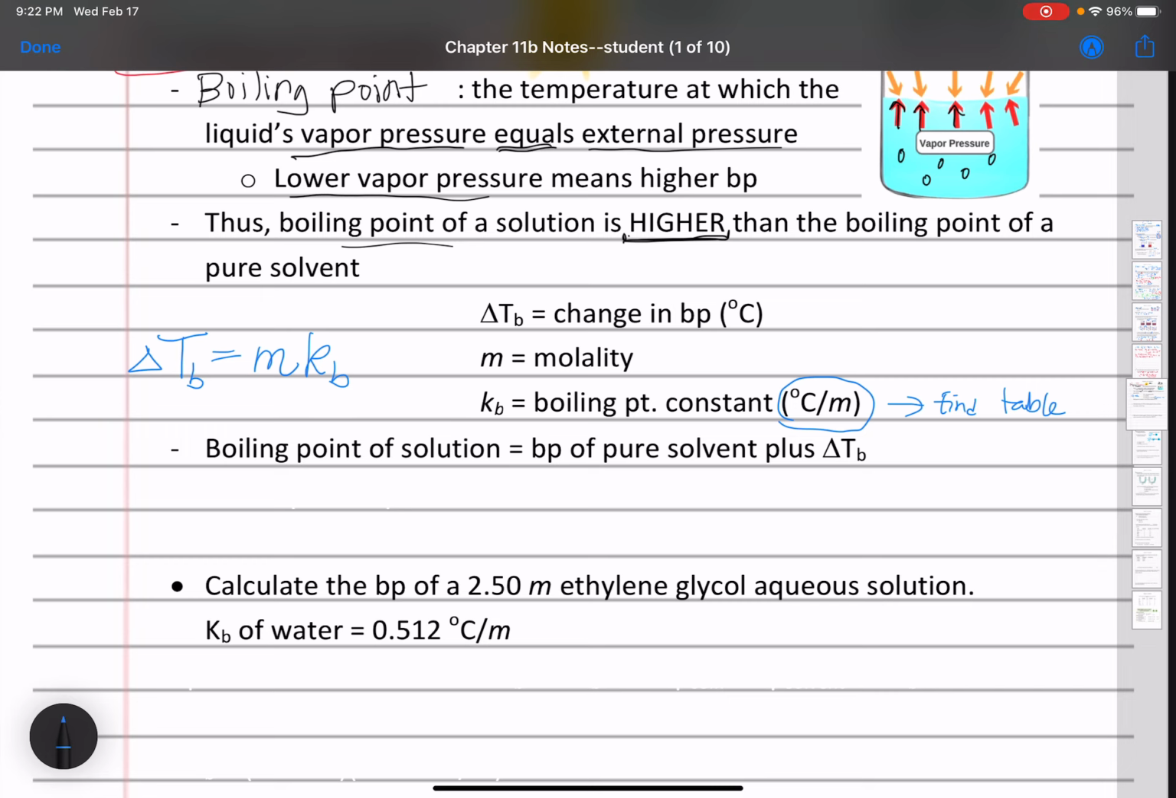So to find the boiling point of a solution, we find the change in boiling point and we add it to the boiling point of the pure solvent. Another way to write this out mathematically is the boiling point of the solution is equal to the boiling point of the pure solvent plus that however many degrees change. Okay, so when we're doing these problems, we can't forget to do this step here.